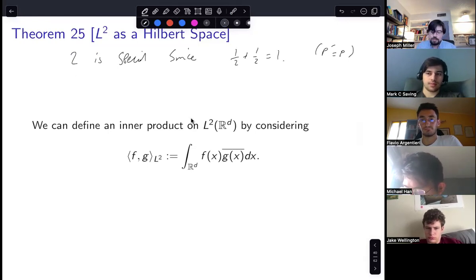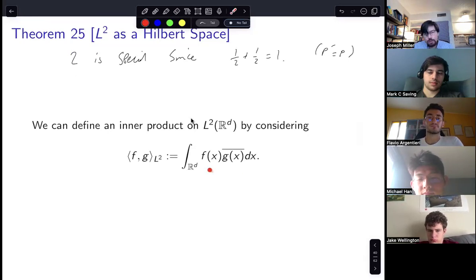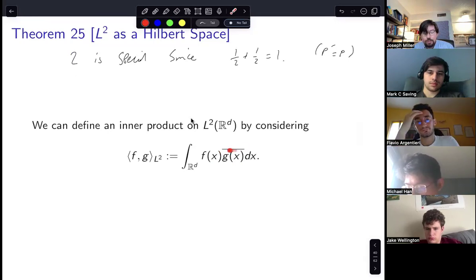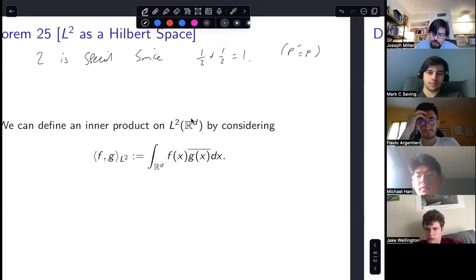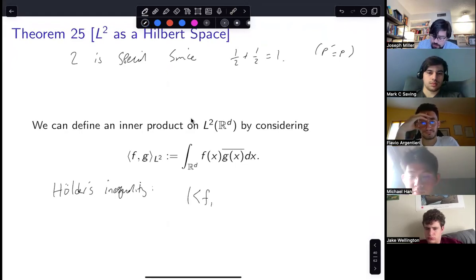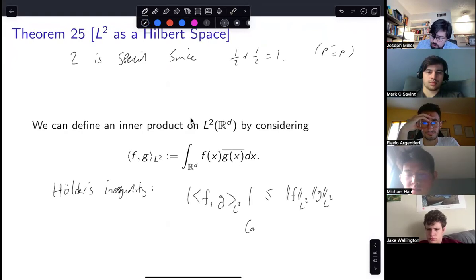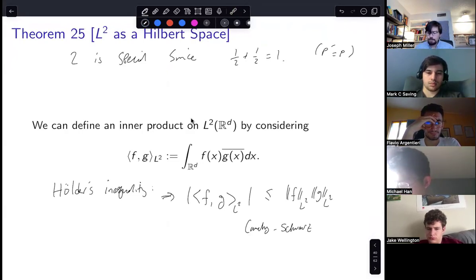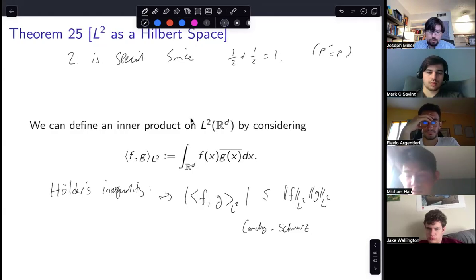And in this case, I'm in the realm of Hilbert spaces, and I can define an inner product. I measure somehow the angle between two functions in L2 by defining this integral where I take f of x multiplied by g of x bar. As a corollary of this definition and Hölder's inequality, if I look at this inner product on L2, I get that this is less than or equal to the L2 norm of f times the L2 norm of g. So this is Cauchy-Schwarz. If you end up doing quantum physics, you'll use Cauchy-Schwarz a lot. So this makes L2 a Hilbert space.